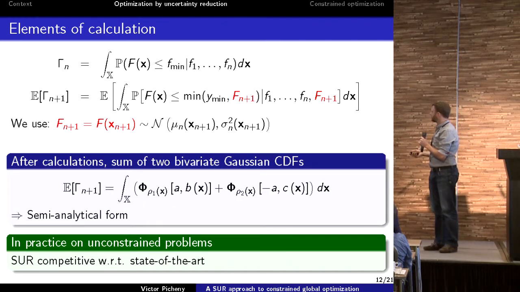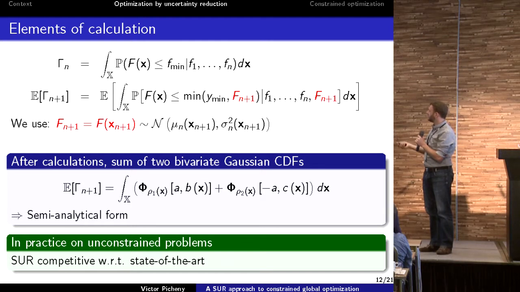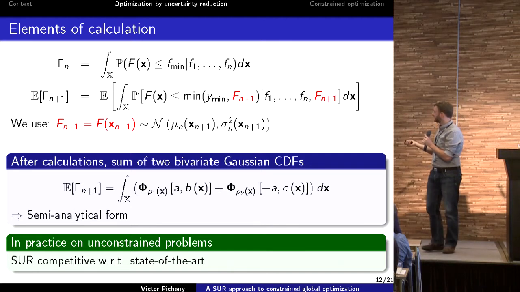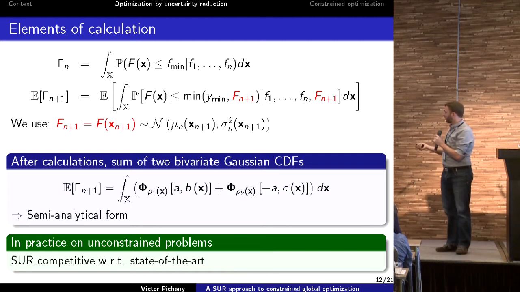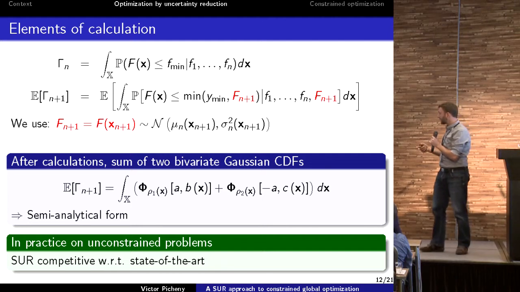Some elements of calculations, just very quickly, on how we can do that with Gaussian processes. You have your current integral here, which is the average probability of the process being below the current minimum, conditional on your observations. Your future uncertainty measure is just the expectation when you add a new observation, F n plus 1. You plug in the distribution of your current model, do the calculation, and you get a semi-analytical form, so you don't rely on conditional simulations. This is very important. It's just the integral of the sum of two bivariate Gaussian CDFs.